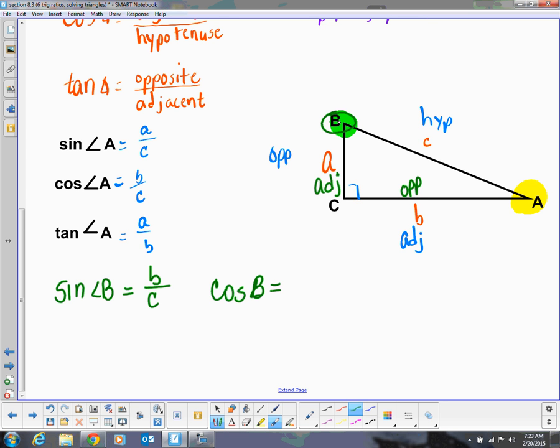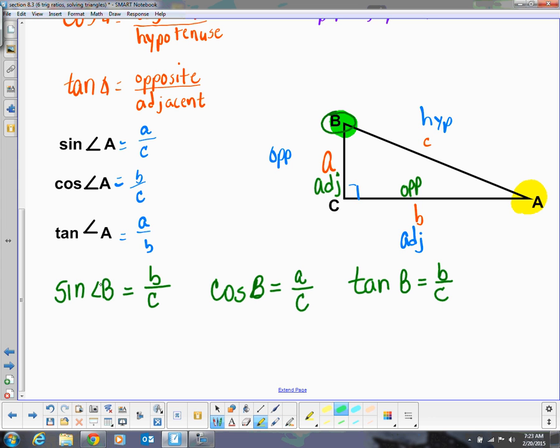If I want cosine of angle B, again, with respect to B, who's adjacent? A. Who's hypotenuse? C. If I want tangent of angle B, who's opposite? B, and who's adjacent? A. So it's all about the angle.